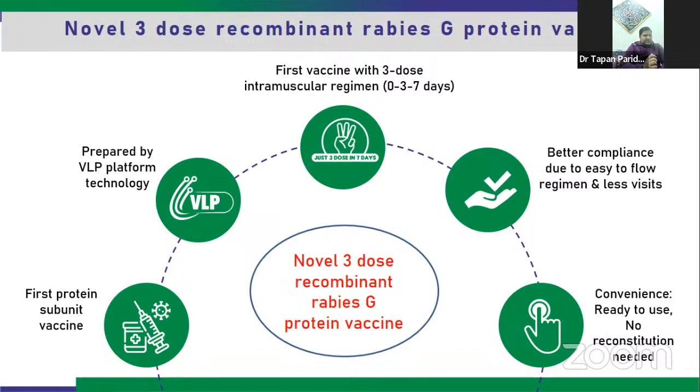First, a protein subunit vaccine prepared from viral particle. This viral particle will multiply. Then, this is how the technology works. Next slide.